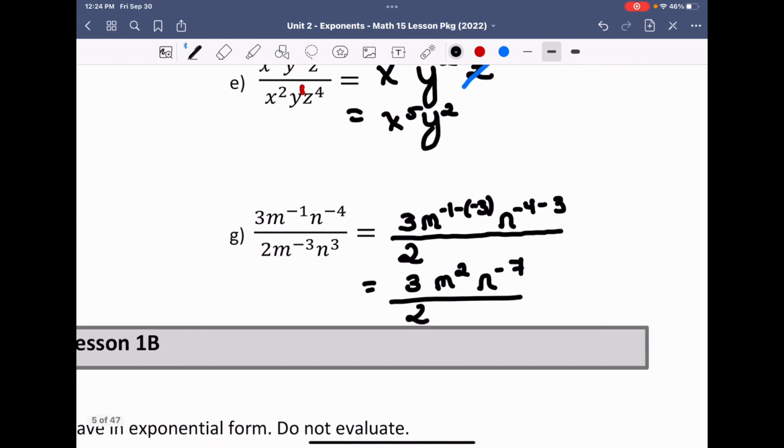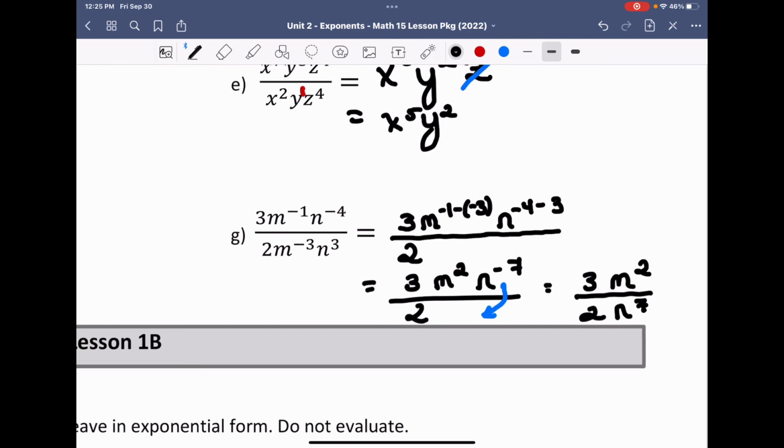My final answer, therefore, is 3 over 2. The m squared is already a positive exponent, so it stays. But I'm going to take this n to the negative 7, relocate it to the denominator. Once it's relocated, it can be written with a positive exponent.